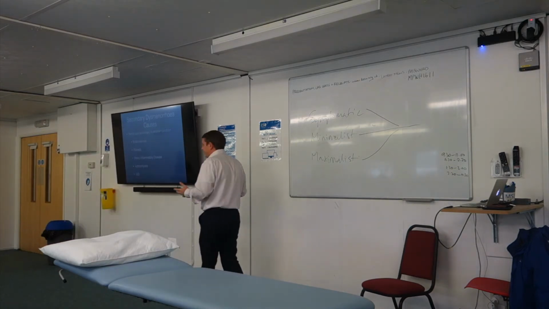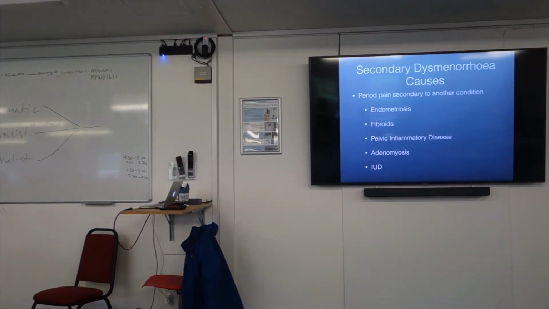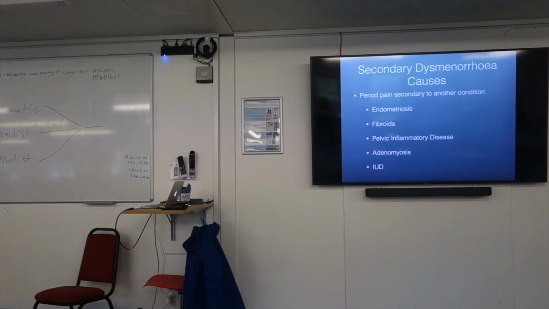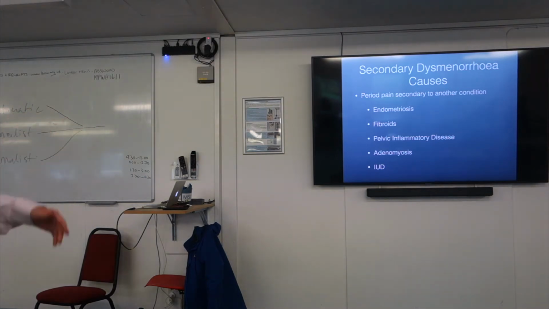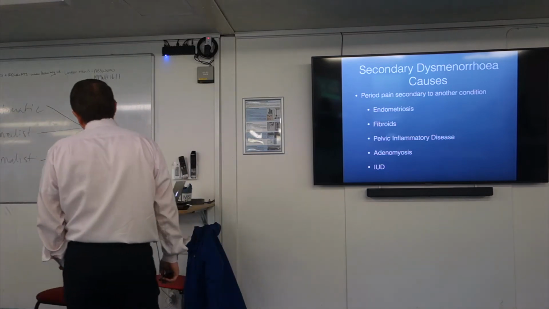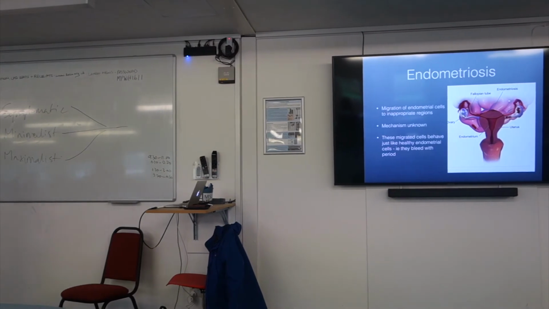Secondary dysmenorrhea just means it's caused by something else. The most common of these is endometriosis, fibroids, pelvic inflammatory disease, adenomyosis. Adenomyosis is just a form of endometriosis, effectively, where, well, actually I've got a slide on it, so we'll talk about that later. And intrauterine device. IUD can be another cause of dysmenorrhea, although often it can be given, ironically, as a treatment for dysmenorrhea as well. It can be very effective for that. So there are other causes for it as well, but those are the most common.